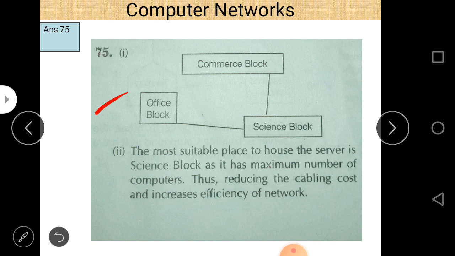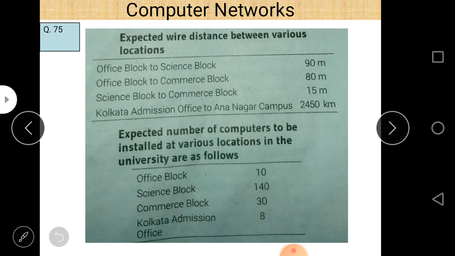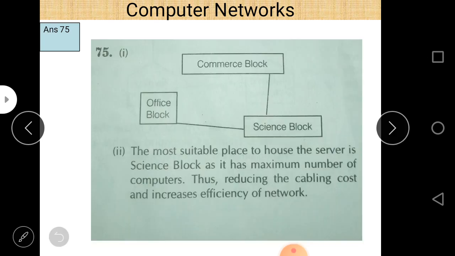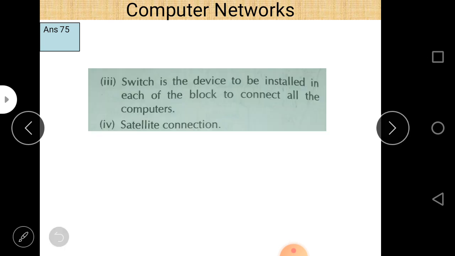Next is the second: suggest the most suitable place to house the server for this university. For the server, we only check the maximum number of computers. The maximum number of computers is in the science block. So the server room is in the science block. There is no doubt at all. And why do we use a server room? There are two reasons behind it. First of all, reducing the cable cost and increasing the efficiency of the network.